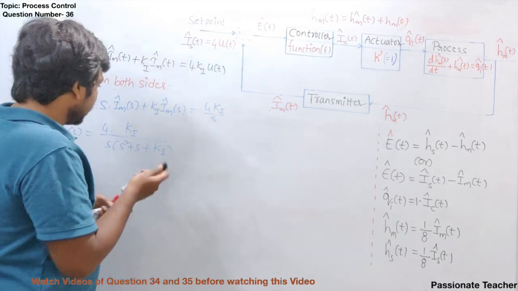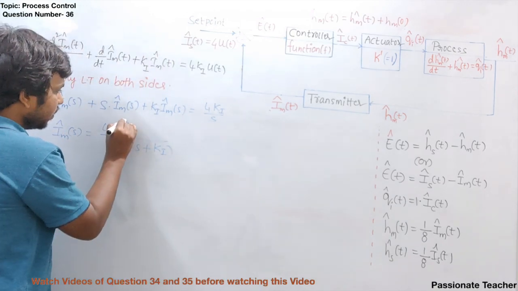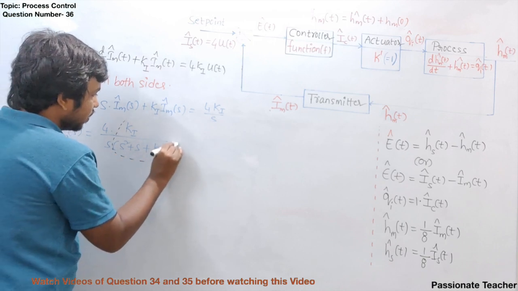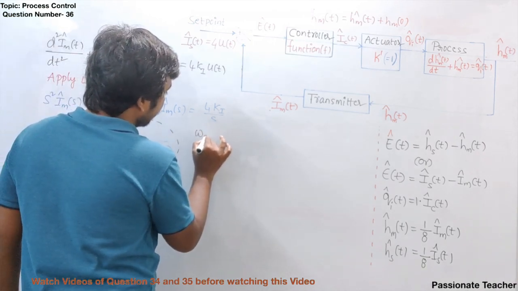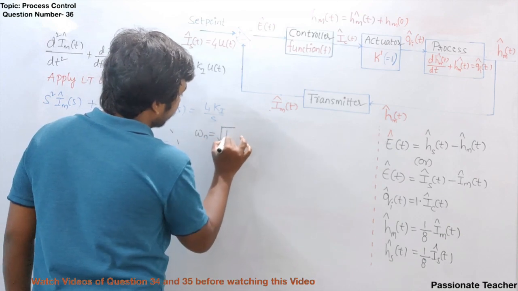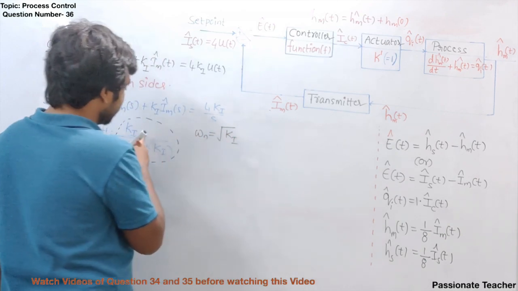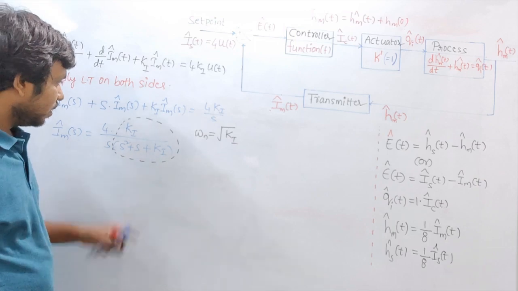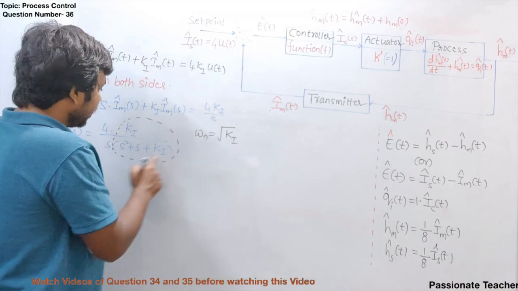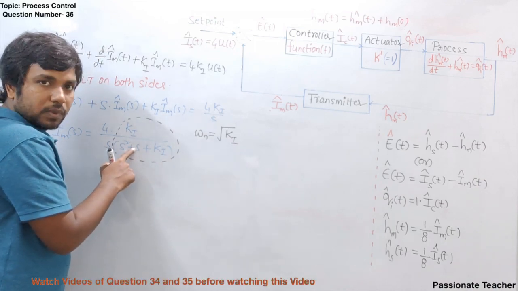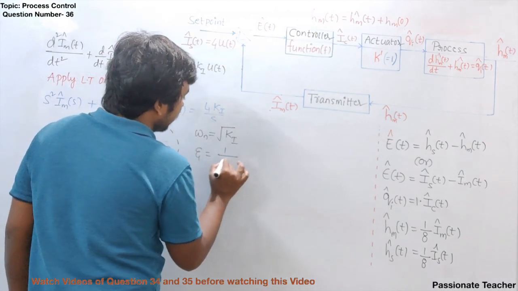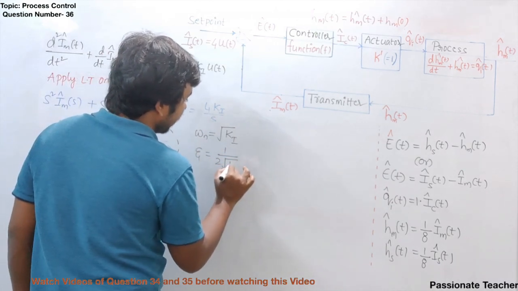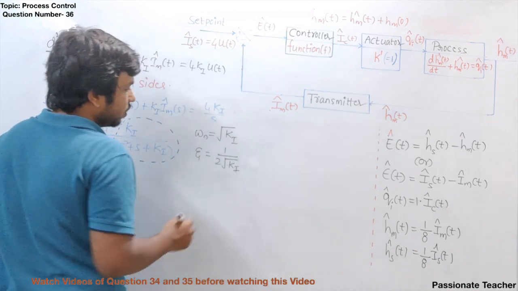Now the good thing is, if you look at only this portion here, we can write directly the natural frequency omega n is equal to under root of ki, because this is the standard second order system transfer function, right? So then 2 zeta omega n is equal to 1. If you compare that, then zeta can be written as 1 by 2 omega n, that can be written here as 1 by under root of 2 ki.